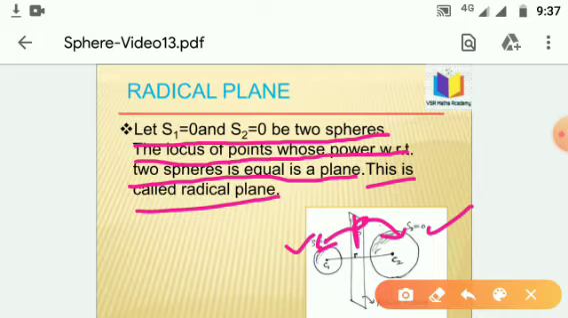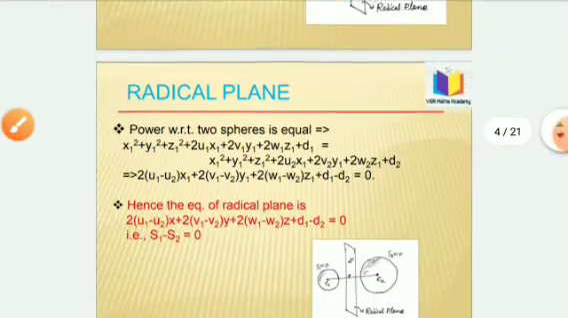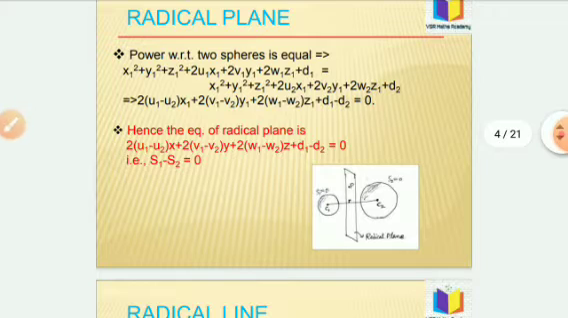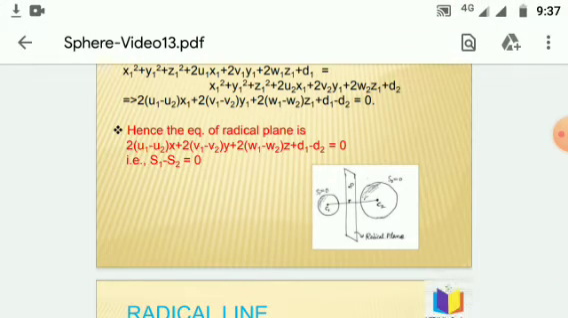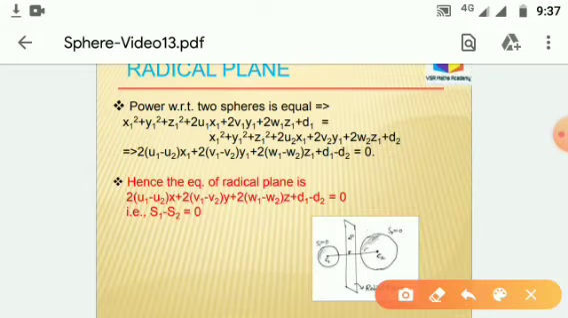I am repeating once again. Suppose P is a point. The power of P with respect to the sphere S1 equal to 0 is equal to the power of P with respect to the sphere S2 equal to 0. Then the locus of P is called the radical plane. For example, let us see the power with respect to two spheres being equal.